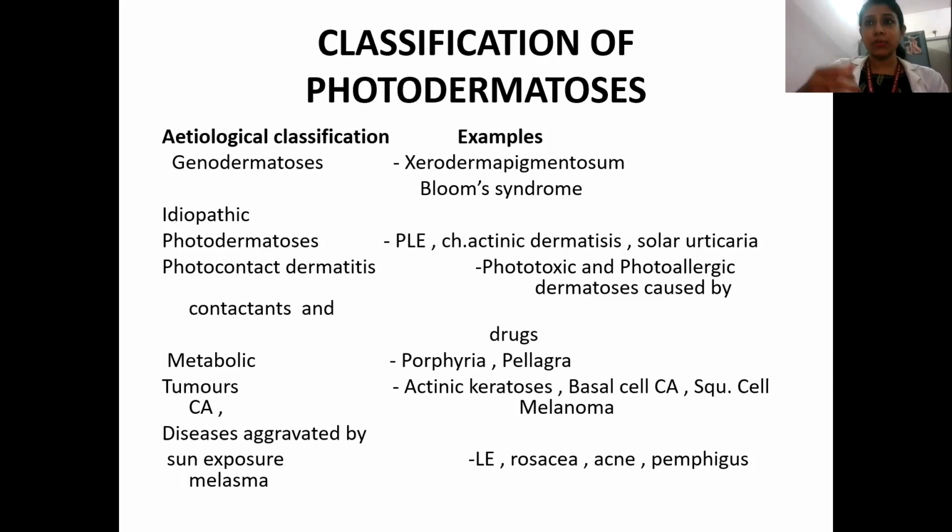Then any kind of metabolic disease inside the body can also cause photodermatosis. Examples being porphyria and pellagra. It's because of deposition of certain metabolic substances in the skin, which will cause photodermatoses. Then certain tumors or carcinomas can produce photodermatoses. Examples of which are actinic keratosis, basal cell carcinoma, squamous cell carcinoma as well as melanoma. Then there are certain diseases that are aggravated by sun exposure and can cause melasma. Melasma is mainly seen on the face, with hyperpigmentation. In this come lupus erythematosus, rosacea, acne vulgaris, and pemphigus.